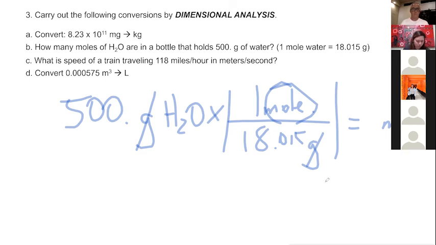27.8. So give me all the digits. 27. 27.8, keep going. Moles. Oh, sorry. No, but how many digits? 0.75. 27.75? Okay.